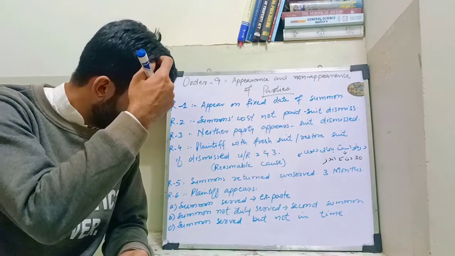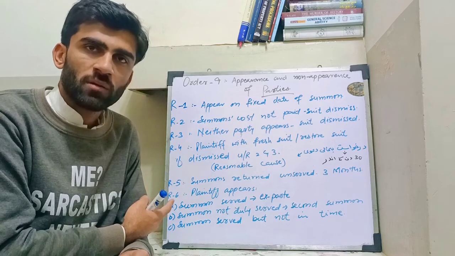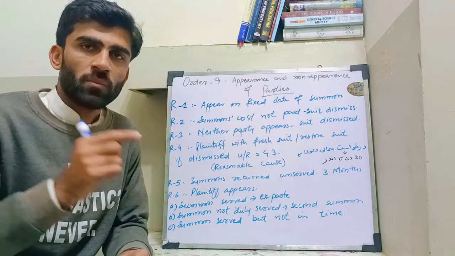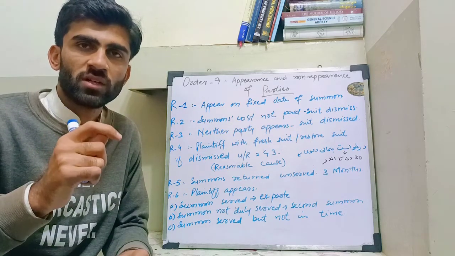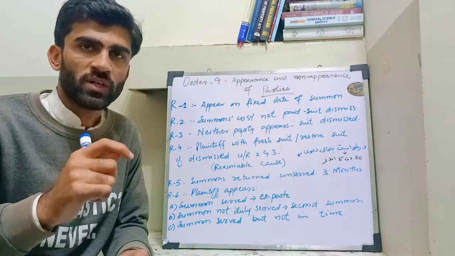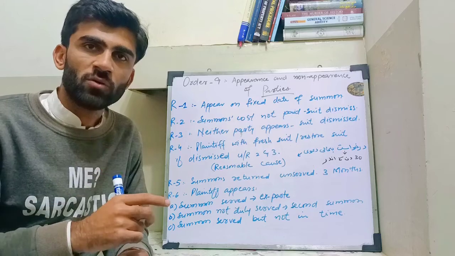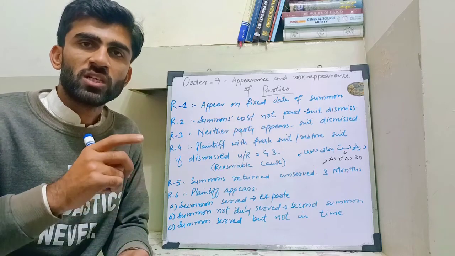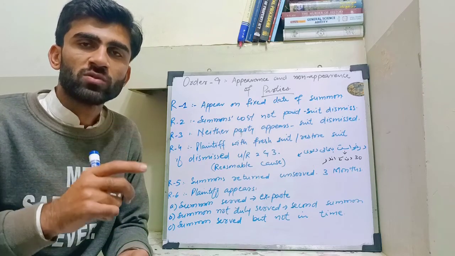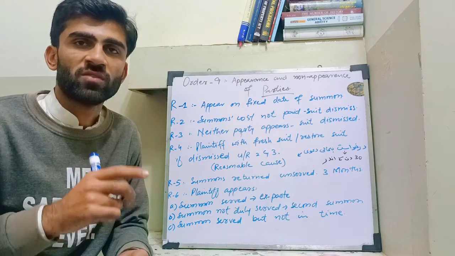So this is when the plaintiff appears, but there are three situations. The defendant is served but not appearing: ex parte. The defendant not duly served. The defendant served but not in due time. Then what will happen? The judge will postpone the hearing and will fix the next date for the hearing.